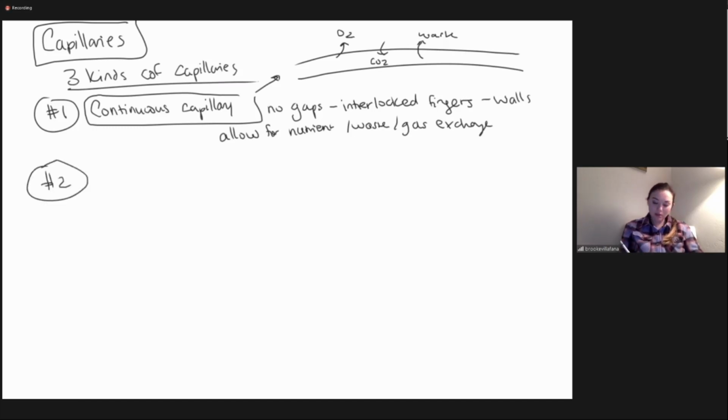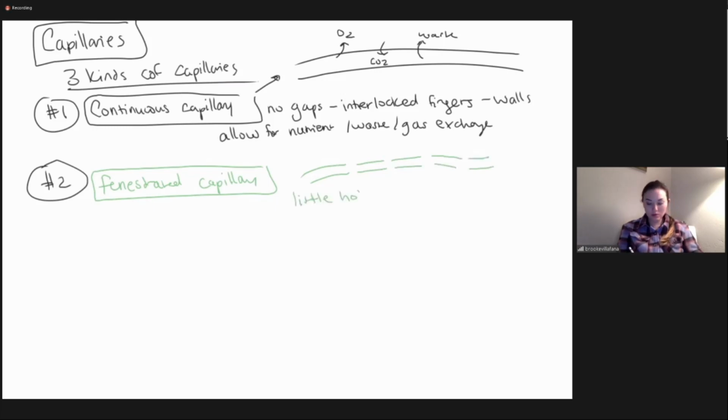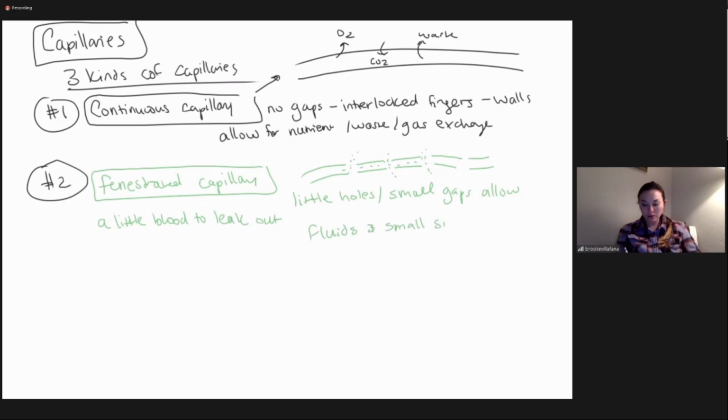The next type of capillary is called the fenestrated capillary. Okay, and this one has little tiny holes, little holes or small gaps in the wall. These allow a little blood to leak out, not blood cells, but more like little tiny particles. So we're going to picture little particles leaking out here. So fluids and small solutes leave the blood. Because we have these little holes, fluids and small solutes can get out and get into the surrounding tissues if we have a fenestrated capillary.